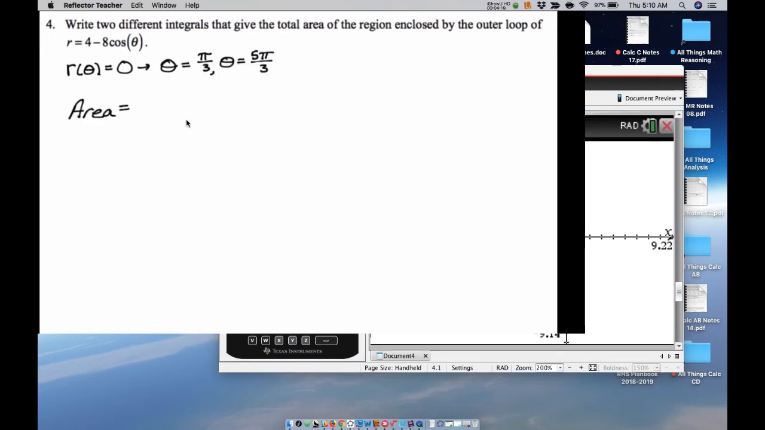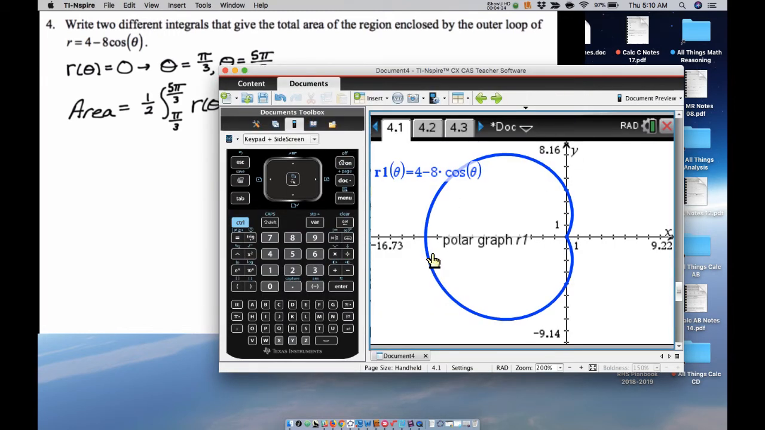So we can do 1/2, because all polar integrals have that 1/2. Pi over 3 to 5 pi over 3, and then r of theta squared d theta. That'll definitely give you the area. But we want to write two different integrals. So another option is kind of the more traditional. Well, it's not more traditional, but it's a thing that people do all the time.